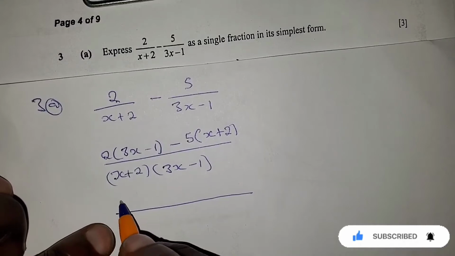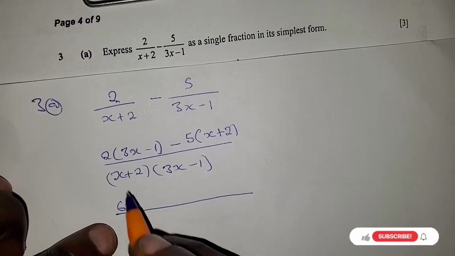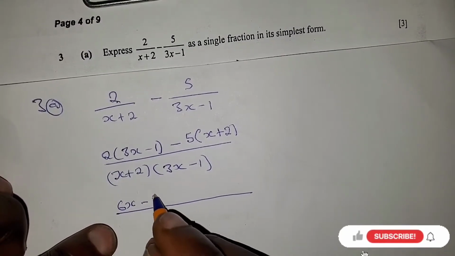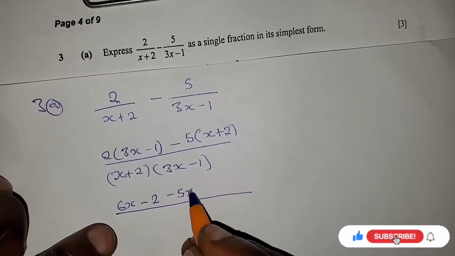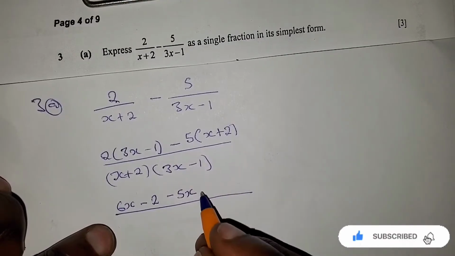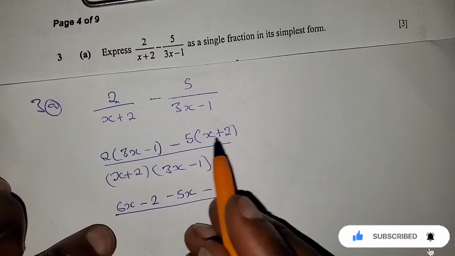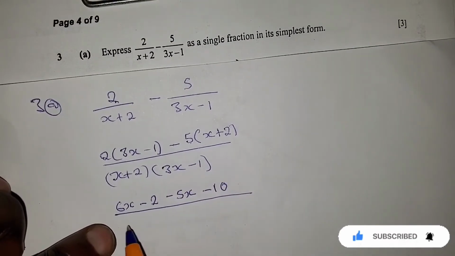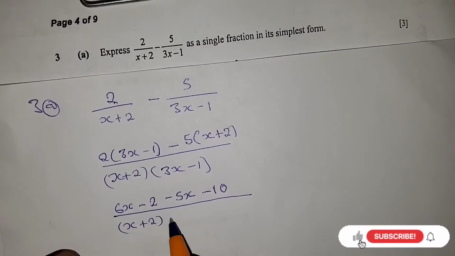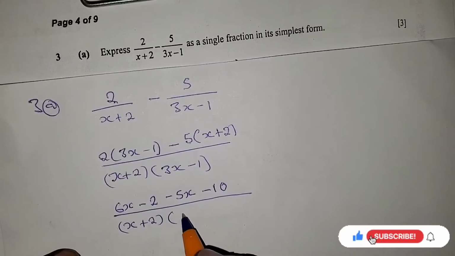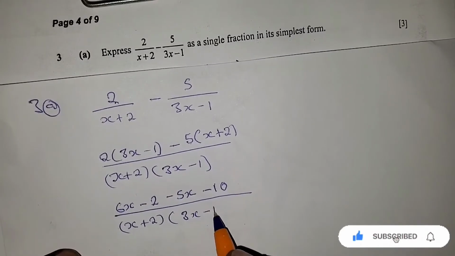2 times 3 is 6, becomes 6x. 2 times negative 1 is negative 2. Negative 5 times x is negative 5x. Negative times positive is minus. 5 times 2 is 10. Then you write the denominators, which are x plus 2 and 3x minus 1.